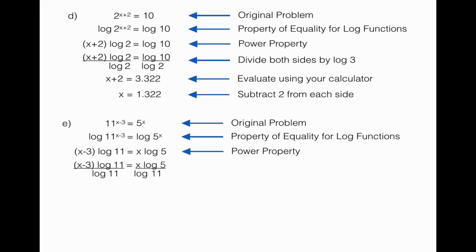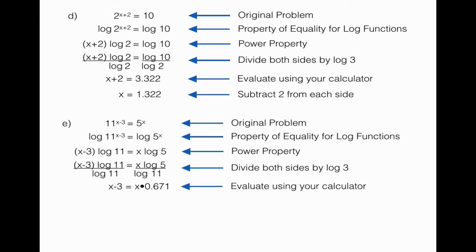Well, we can start by solving for x. So we can divide both sides by log 11. And again, this should say log 11 right here. I'll try and fix that after this video, but if not, this should say log 2 and this should say log 11. And so what happens here? Well, we evaluate log 5 divided by log 11. So we have x minus 3 equals x times this quotient.